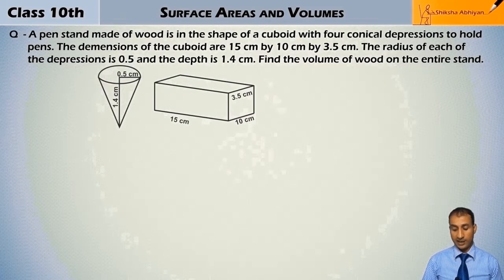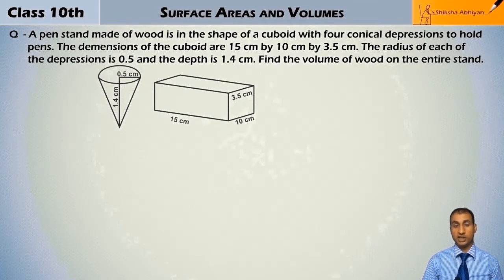The dimensions of the cuboid are 15 centimeter by 10 centimeter by 3.5 centimeter. That is, length is 15 centimeter, breadth is 10 centimeter and height is 3.5 centimeter. The radius of each depression is 0.5 centimeter.